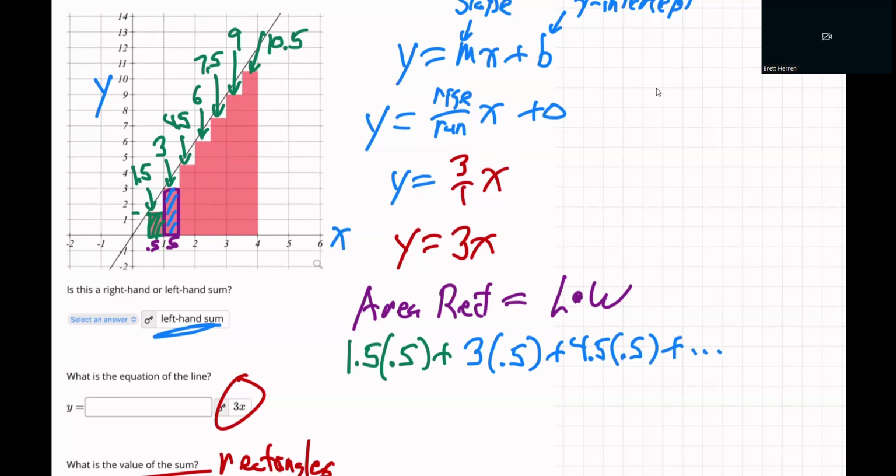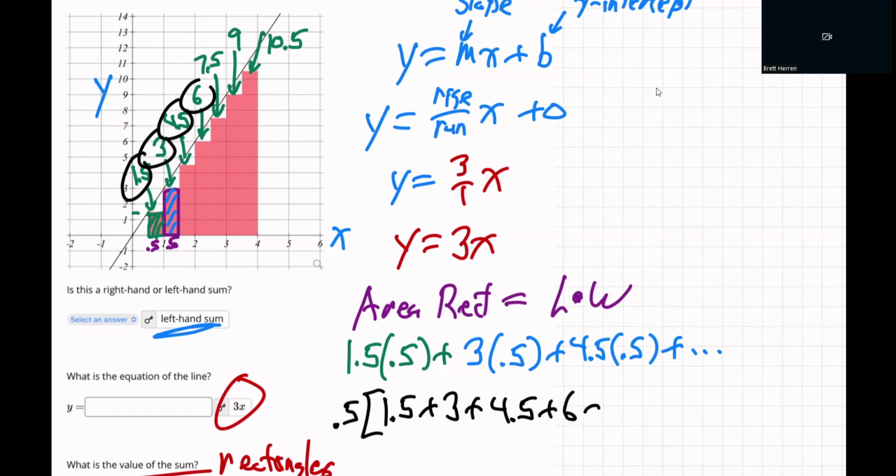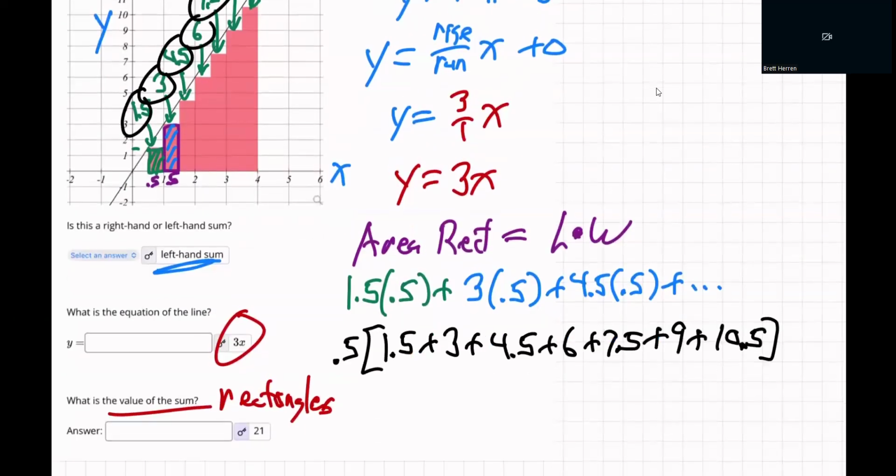Now, do you realize they're all going to have a 0.5? So what would save time would be to factor the 0.5 out and then just add up the heights, 1.5, 3, 4.5, 6, because they're all going to be multiplied by the 0.5 width, aren't they? So just put the 0.5 in front of all of them as a multiplier. Factor it out, in other words, and then just add up all the heights to save time. That'll be quicker. You can use Desmos or something.